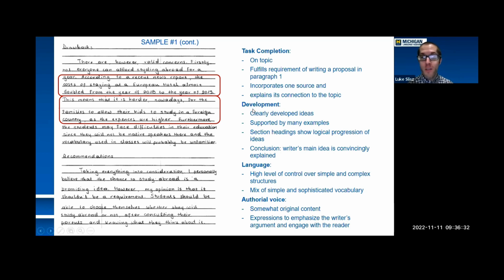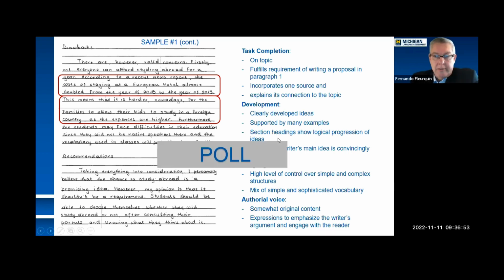And then there are additionally expressions to emphasize the writer's argument and engage the reader. So I think in the paragraph about benefits, the writer specifically says, studying abroad will no doubt benefit test takers. So there's a little bit of emphasis, and the writer's own voice and their own personality comes through in their writing here. Great, very clear explanation.